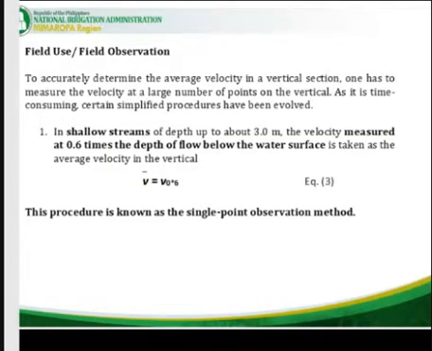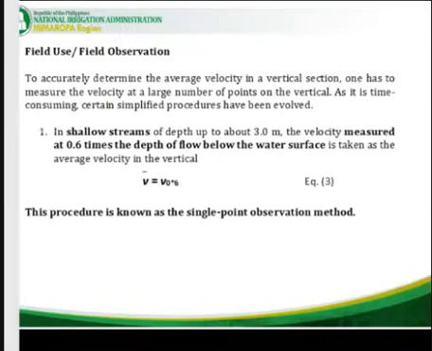Field use or field observation. To accurately determine the average velocity in a vertical section, one has to measure the velocity at a large number of points on the vertical. As it is time consuming, certain simplified procedures have been evolved.